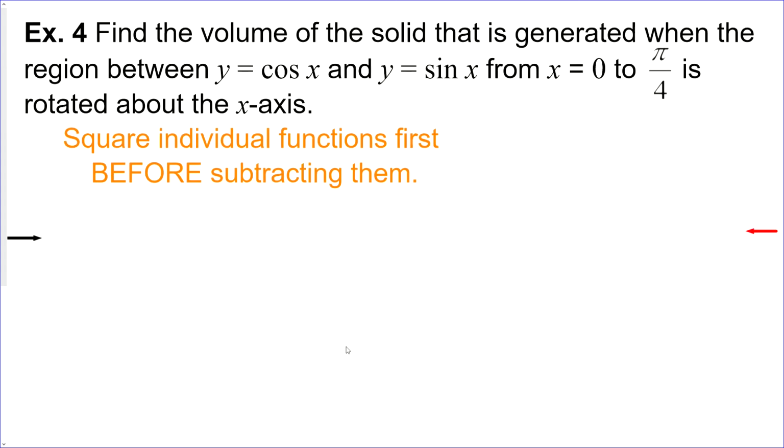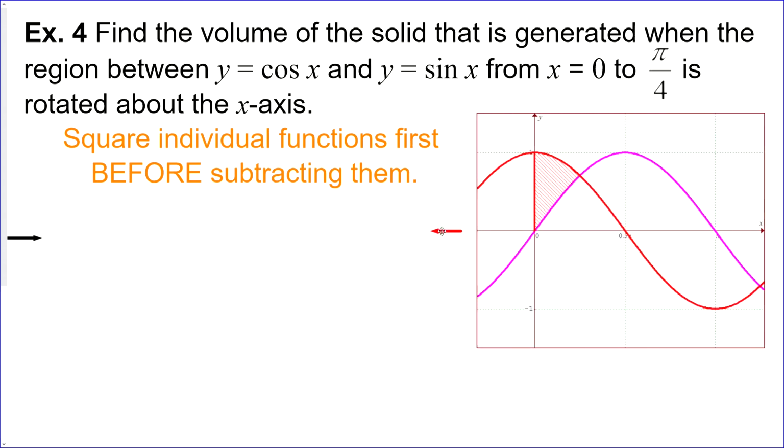Find the volume of the solid that's generated when we rotate the region between y equals cos x and y equals sin x around the x-axis from x equals 0 to pi over 4. First thing we need to determine is which function is on the top and which function is on the bottom graphically. So we can just remember from trig that cos starts at a maximum, sin starts at its midline, so cos would be the one that's on top. Now we're going to find the volume under y equals cos x, and then subtract the volume made by rotating the area under y equals sin x. So we have to do those two things separately.